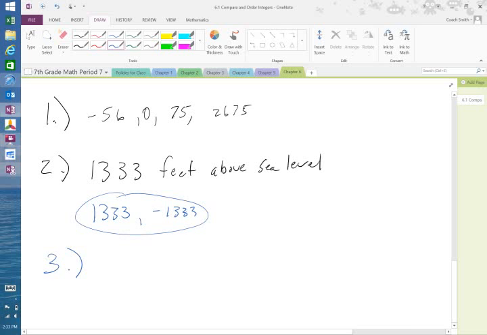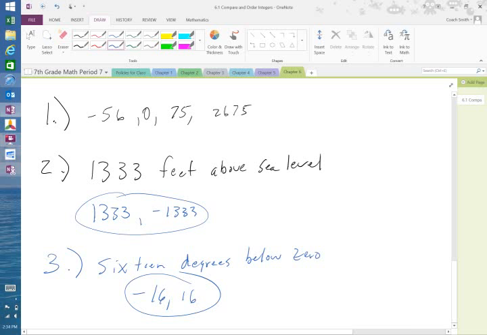Number 3 says 16 degrees below 0. So, what's the number that represents that situation, Quade? Negative 16. What's the opposite of negative 16, Tayshawn? 16. Because the directions tell us to.